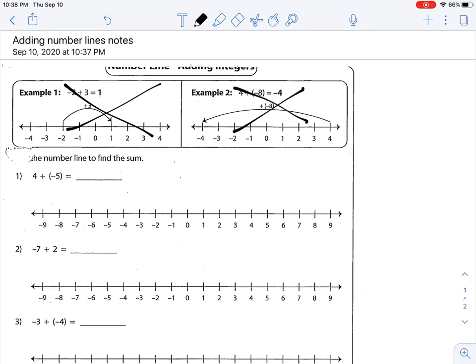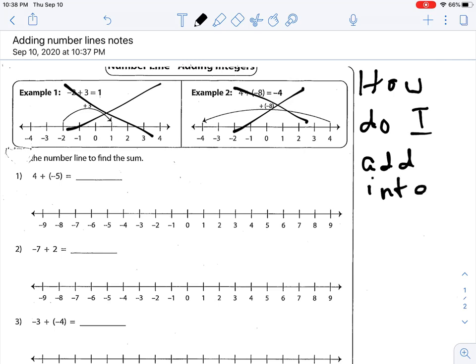The other thing that you need to do here is you need to write your essential question. So what this is: how do I add integers on a number line?